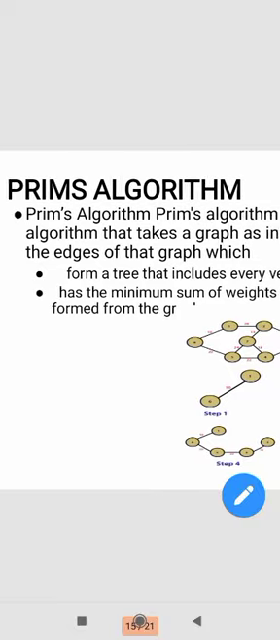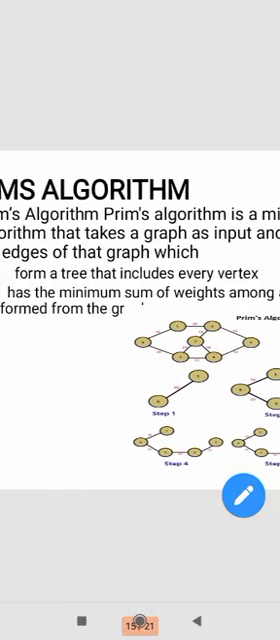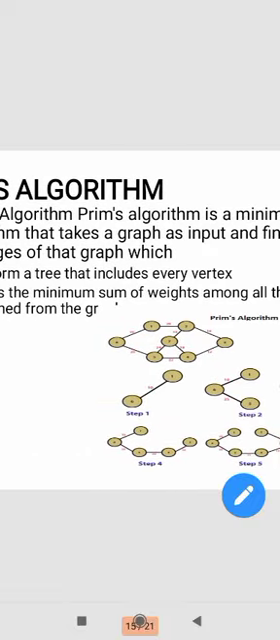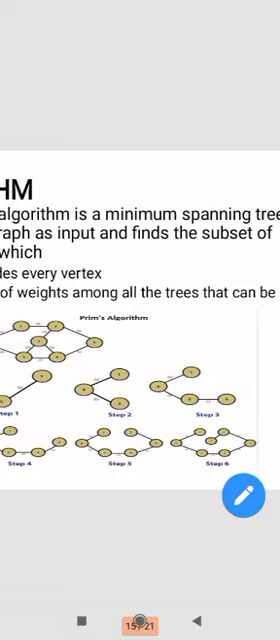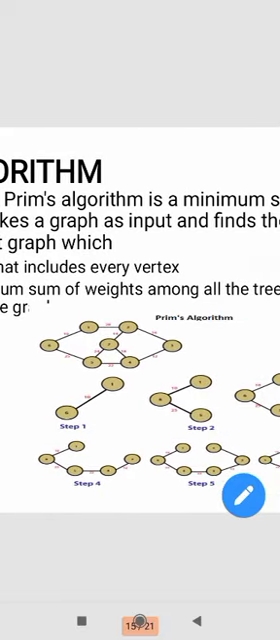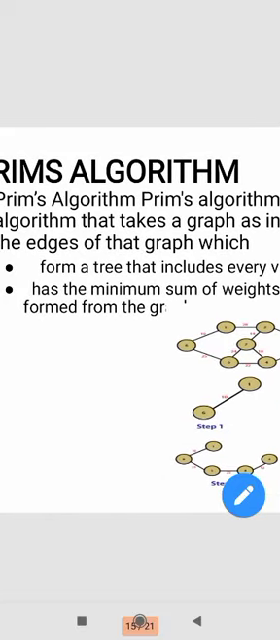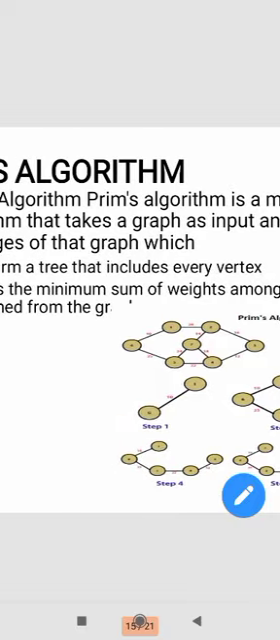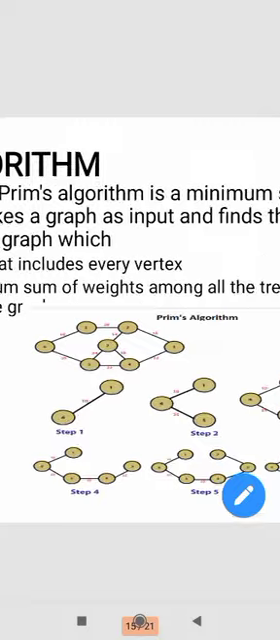First we can see about Prim's algorithm. What do you mean by Prim's algorithm? It's a minimum spanning tree algorithm that takes a graph as input and finds the subset of edges of that graph which form a tree that includes every vertex. And it has a minimum sum of weight among all the trees that can be formed from the graph.